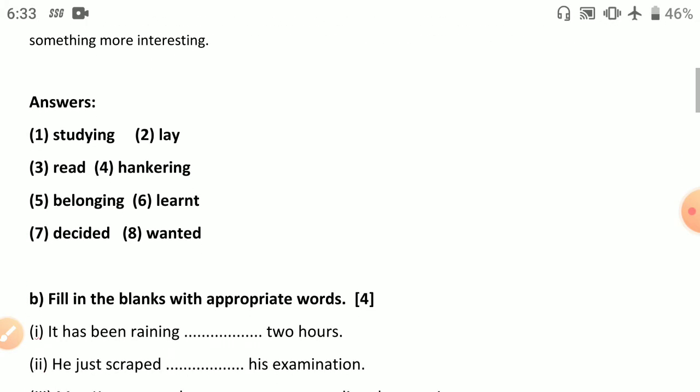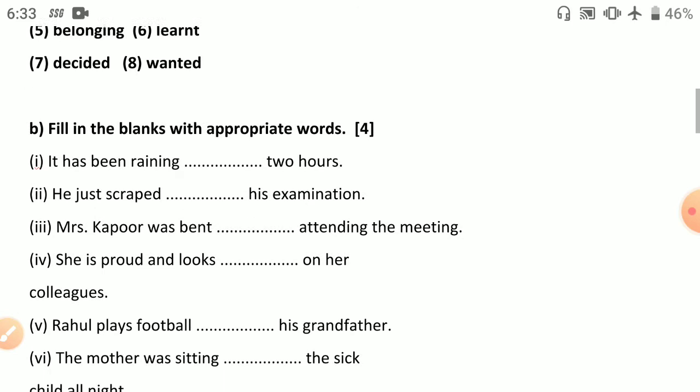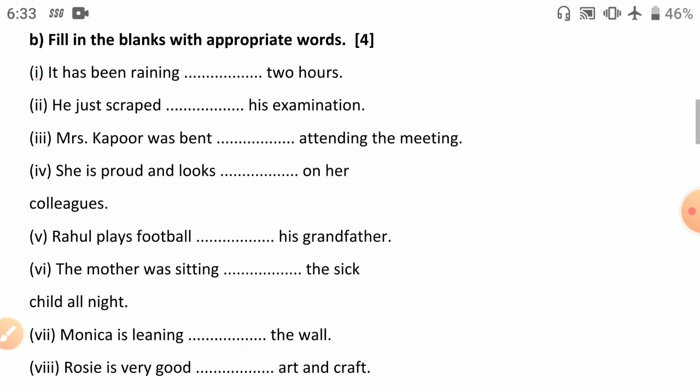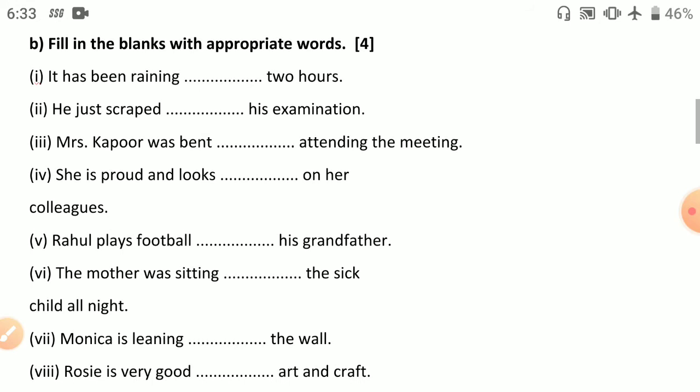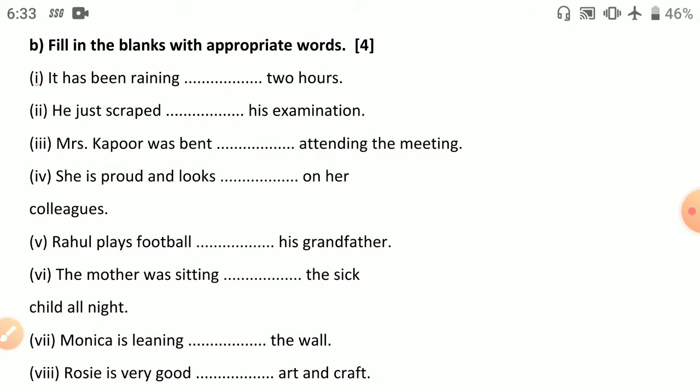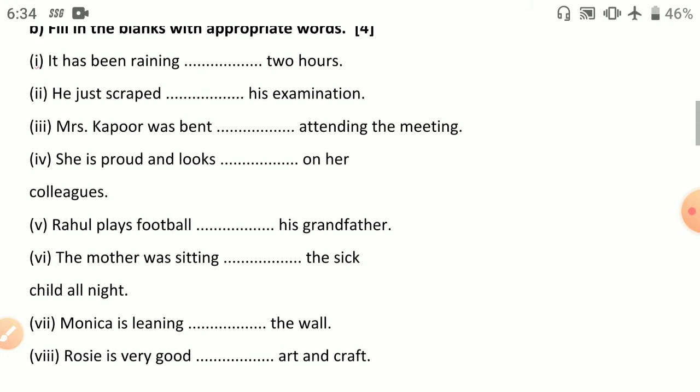Okay, the next one we go. It's about appropriate words. We know that appropriate words always come as prepositions, or what we can say phrasal verbs. A lot many a time this is actually the part where phrasal verbs or prepositions are used specifically. The first one: it has been raining for 2 hours. Since is not possible because it is not giving a particular time period, so for 2 hours.